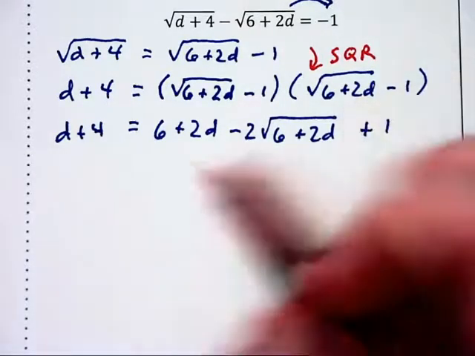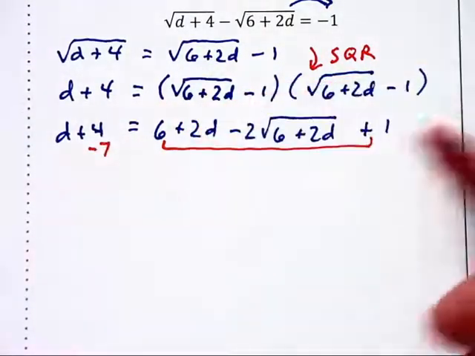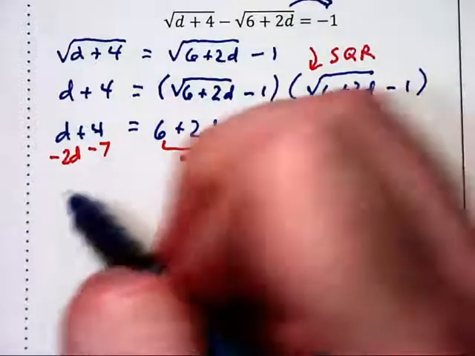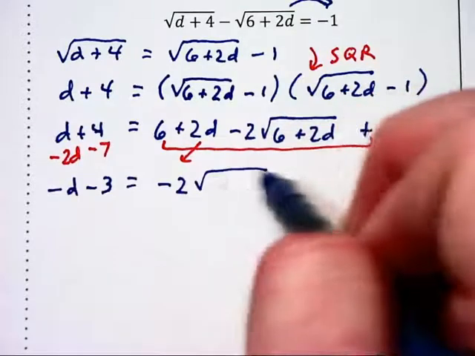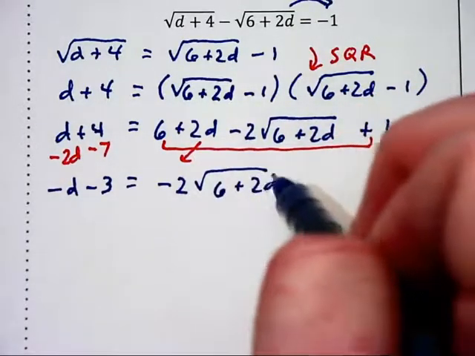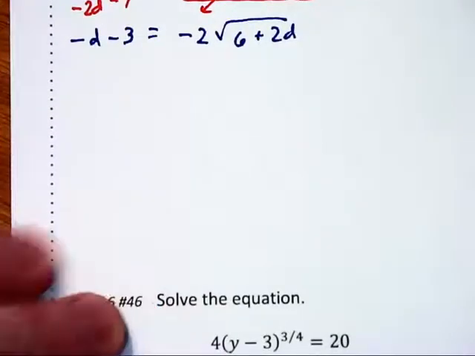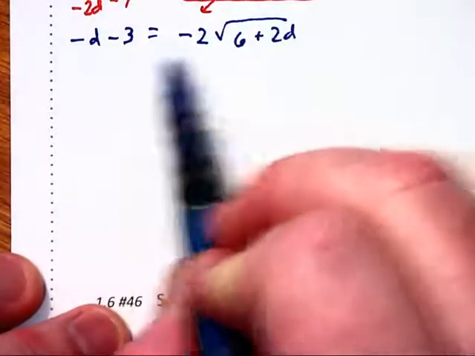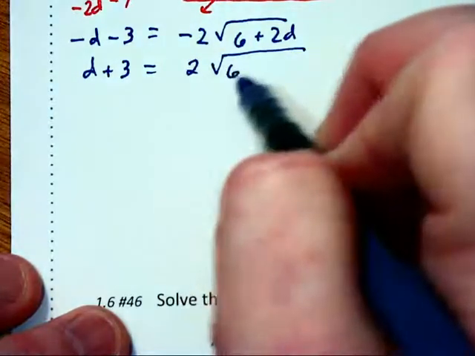Okay, we need to do a little bit of work here. We see a 7 on the right-hand side. We're going to subtract it off of each side. I'm also going to subtract off 2d. This is going to leave us negative d minus 3 equals negative 2 square roots of 6 plus 2d. I don't want to divide through by negative 2 because then we're going to create a fraction on the left. But I do want to have positive numbers. So let's multiply through by negative 1 and get d plus 3 equals 2 times the square root of 6 plus 2d.